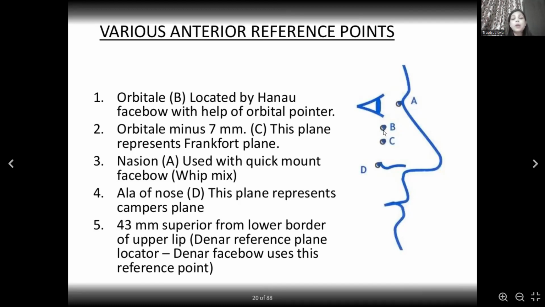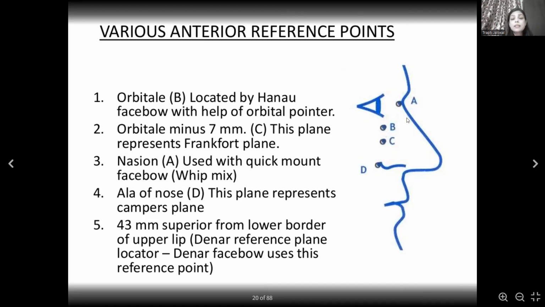The next anterior reference point, used in other kinds of articulators, is Frankfurt's horizontal plane, which is marked by orbitale minus 7 mm. Marking orbitale and minus 7 mm will mark Frankfurt's horizontal plane, which extends from orbitale to porion.